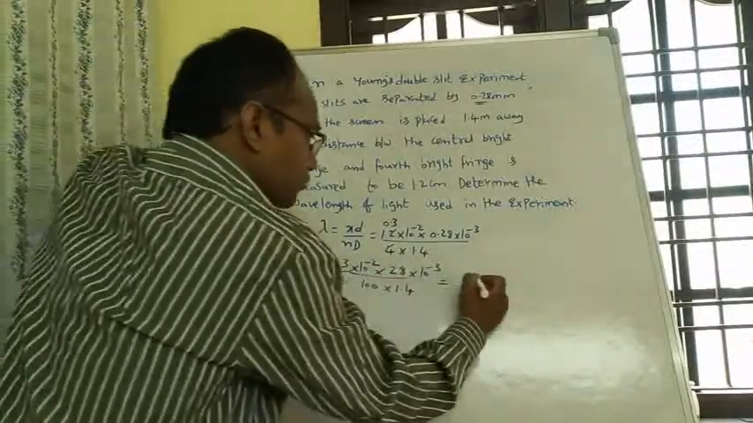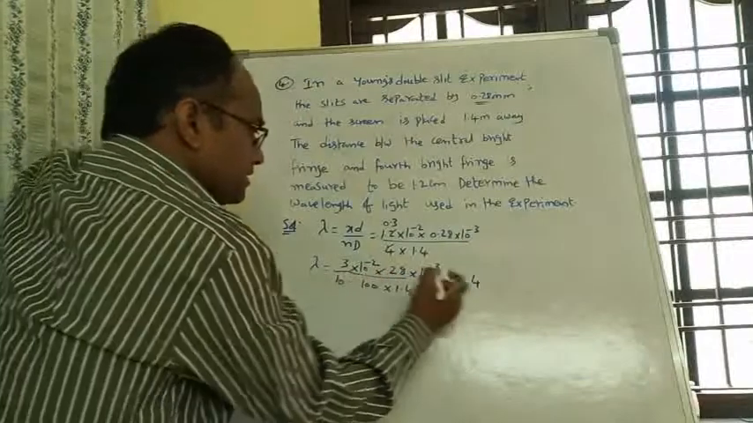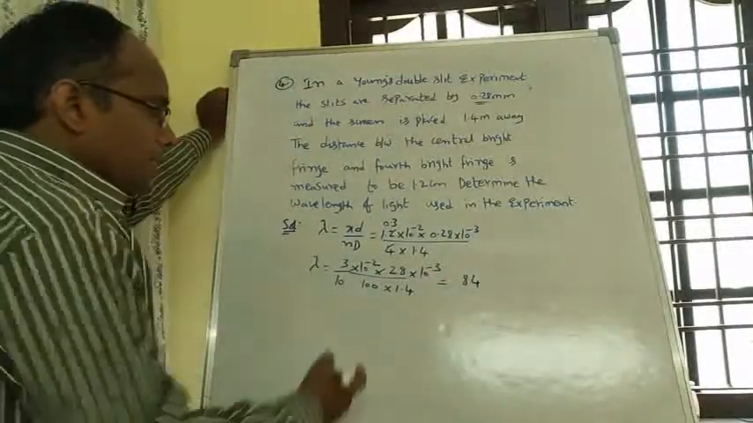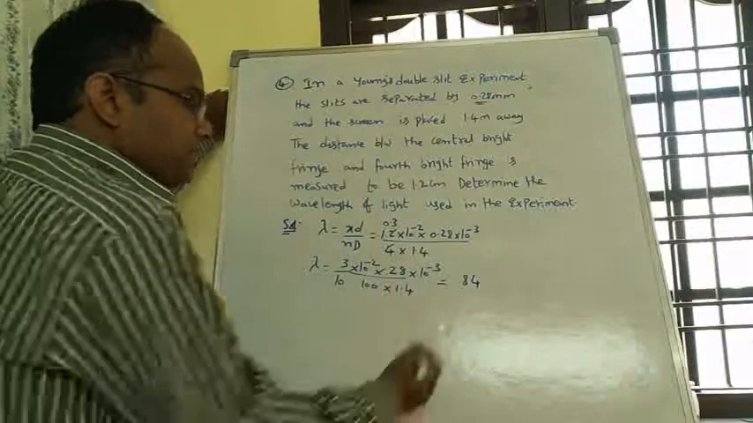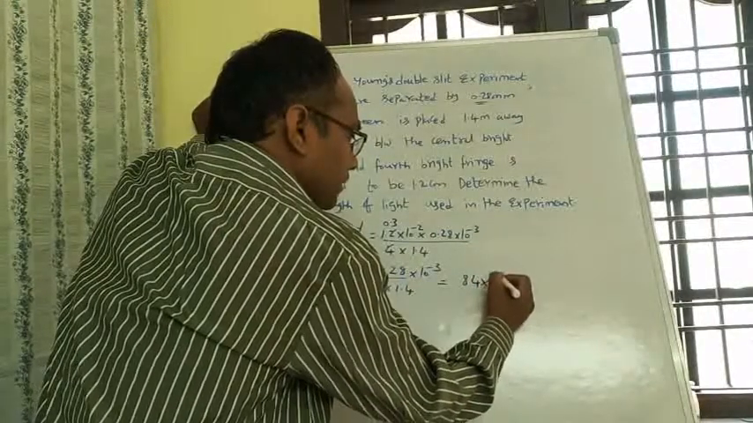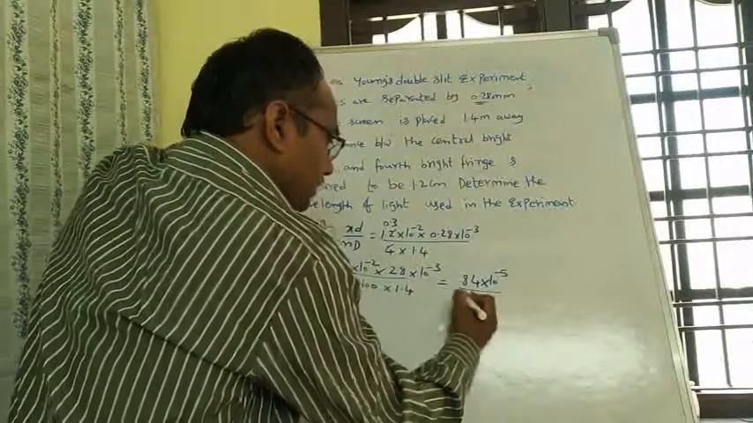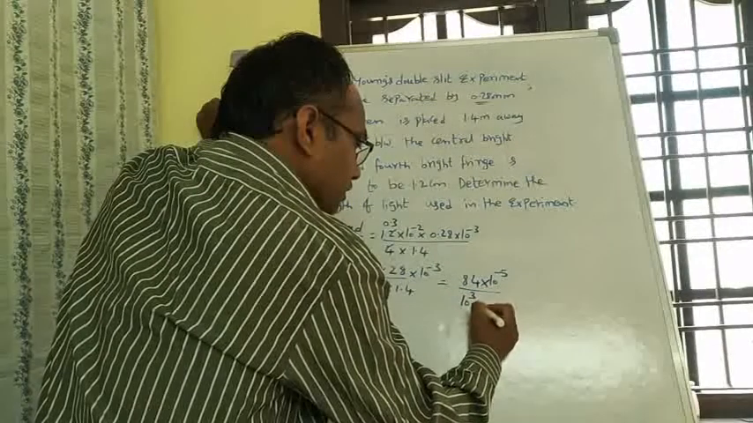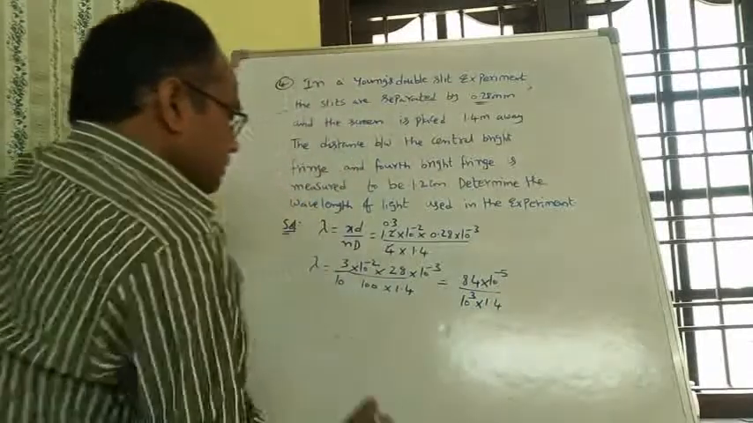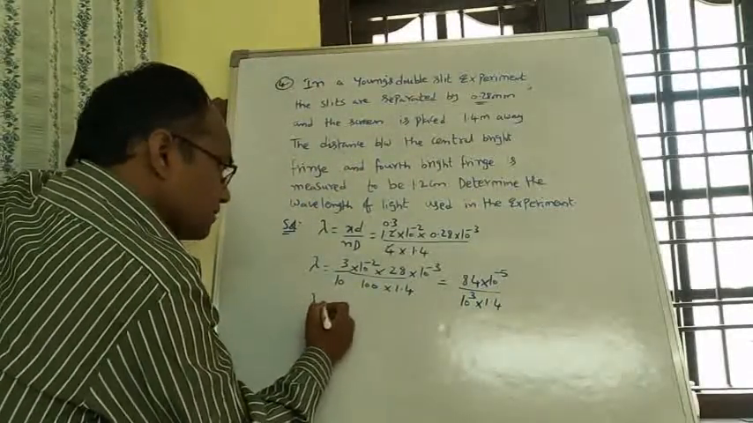3 8s are 24, 2, 3 to the 6, 7, 8, 84. Okay. And 10 to the power of minus 2, 10 to the power of minus 3 is nothing but 10 to the power of minus 5. And here what is there? 10 to the power of 3. And here what is there? 1.4. So what is the value you should write it as?